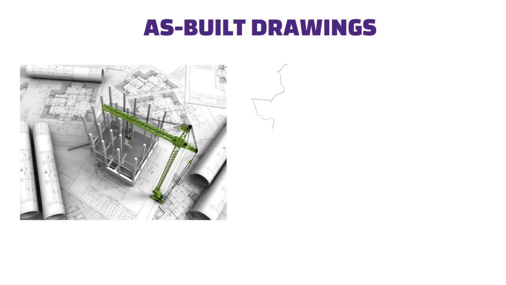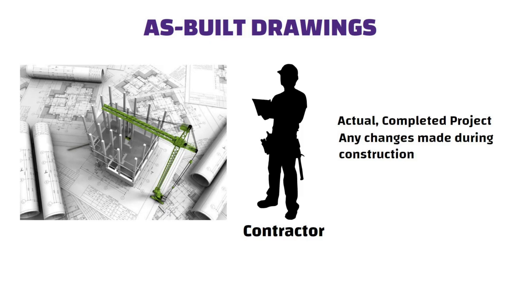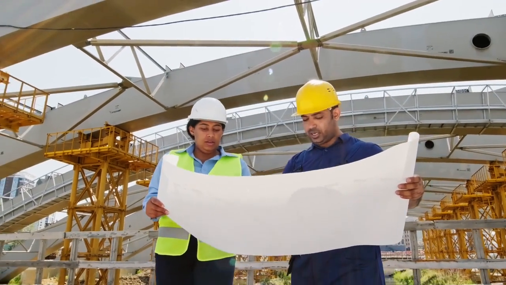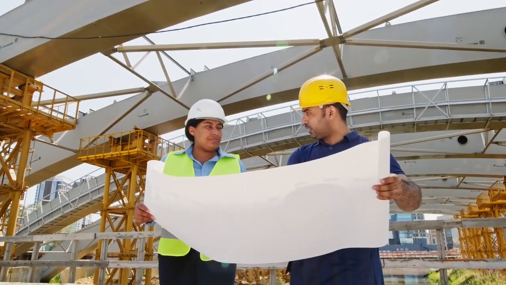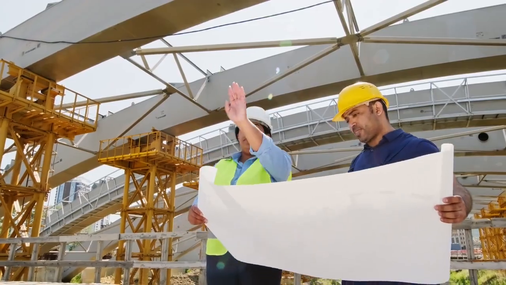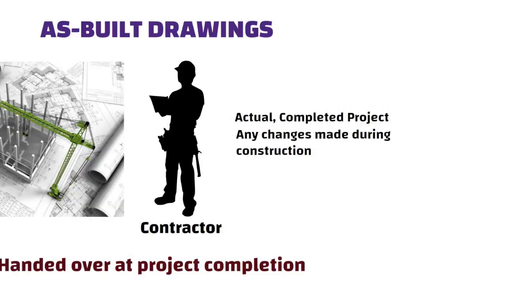Let us start with as-built drawings. These are prepared by the contractor. They show the actual completed project, including any changes made during construction. Due to some specific inevitable issues arising during the construction process, the contractor brings necessary changes to the original drawings. As-built drawings are handed over at project completion for future reference and maintenance.